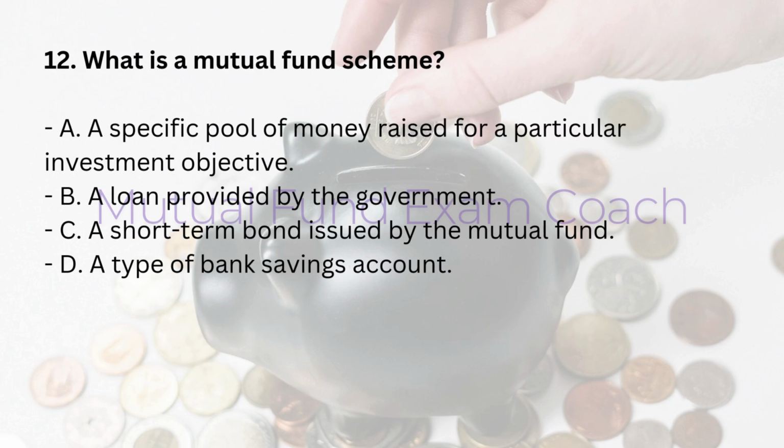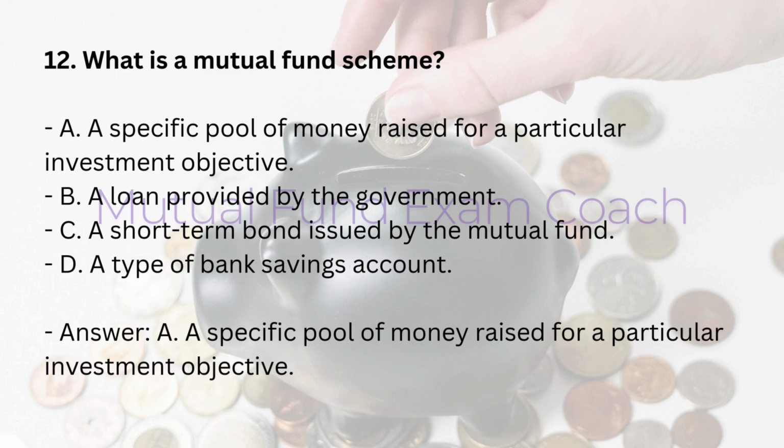12. What is a mutual fund scheme? A. A specific pool of money raised for a particular investment objective. B. A loan provided by the government. C. A short-term bond issued by the mutual fund. D. A type of bank savings account. Answer: A. A specific pool of money raised for a particular investment objective.